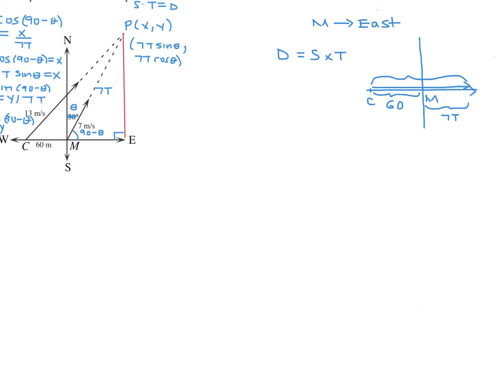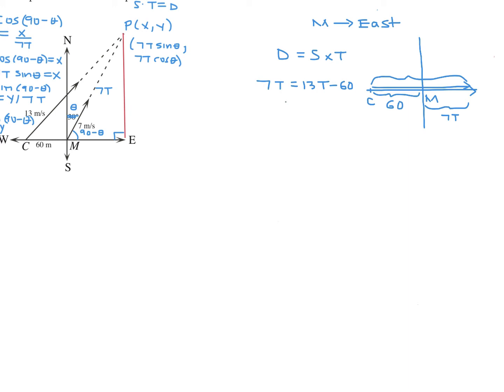those two distances must be equal in order for them to catch each other. But you got to be careful because of the 60. So that essentially means that the 7t has got to be equal to the 13t, but we have to subtract from it 60 because it sort of came 60 meters behind. So that's why this calculation is like this.